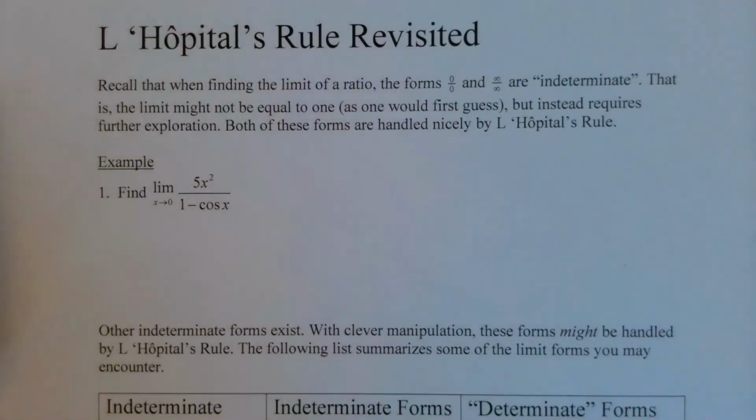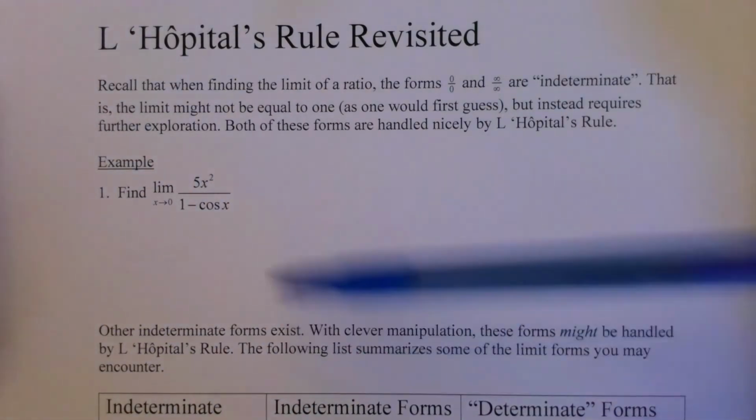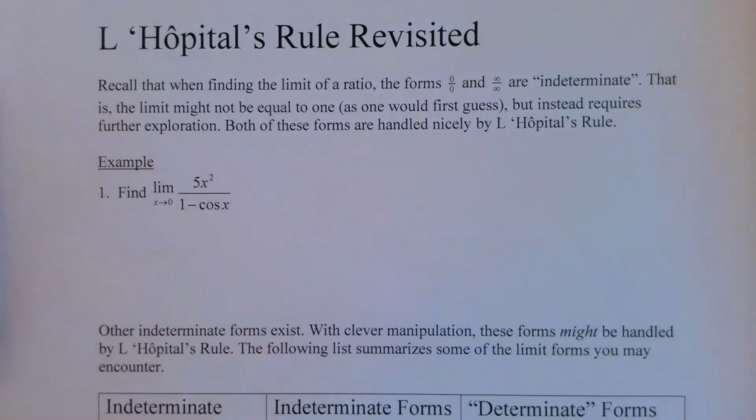Here is a second video that looks at L'Hopital's rule for finding limits of either one of these two indeterminate forms, 0 over 0 or infinity over infinity. And to remind ourselves how this works, let's go ahead and find the limit as x approaches 0 of 5x squared over 1 minus cosine x.